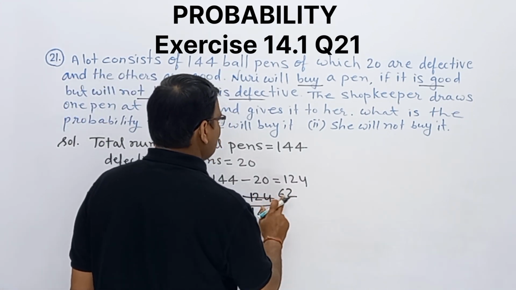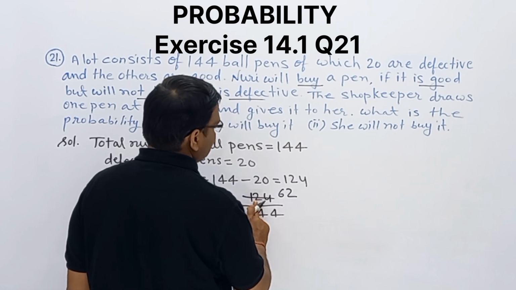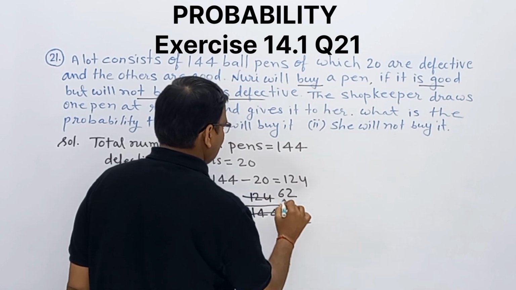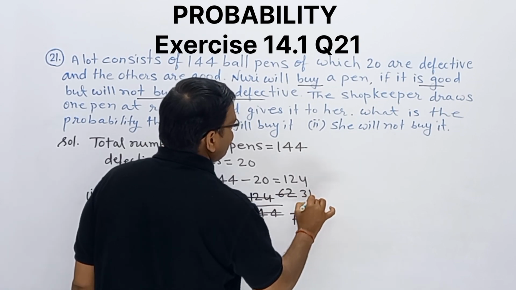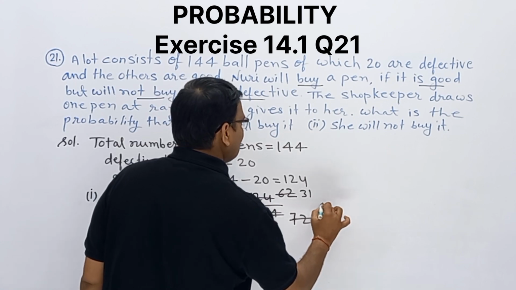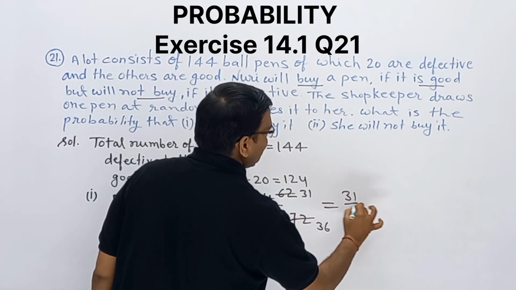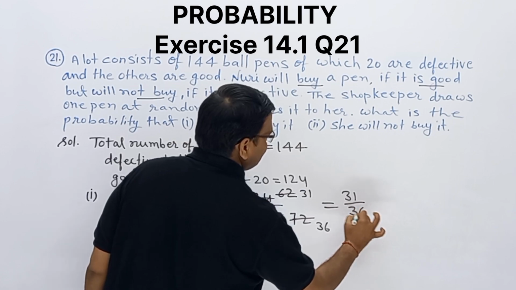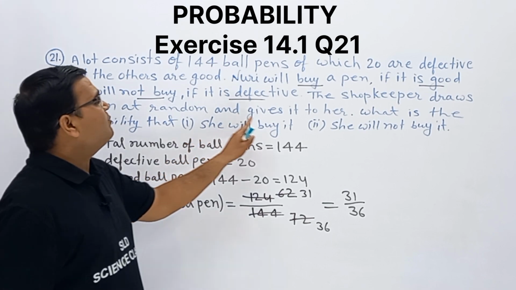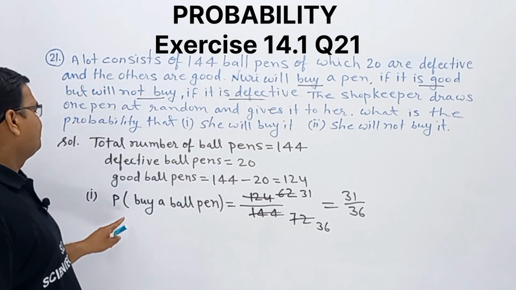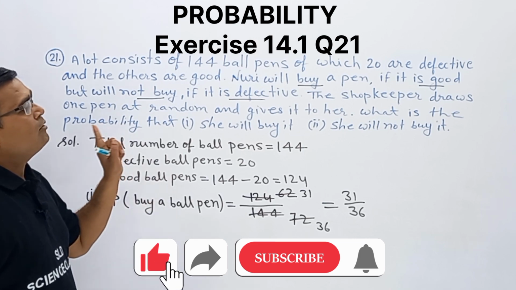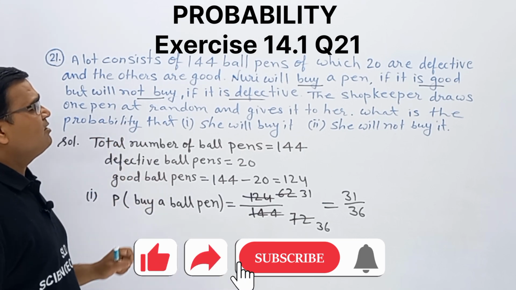Solve this one. 2 times it is going. 2 sixes are 12, 2 twos are 4. Now it is 7 times, 2 times, again from 2, 3 times, 1 time, and this will be 3 times and 6 times. So what will be the answer? 31 upon 36. This is the required probability. This is the answer for the first one. She will buy it when the ball pen is good. Clear? It is given in the question.